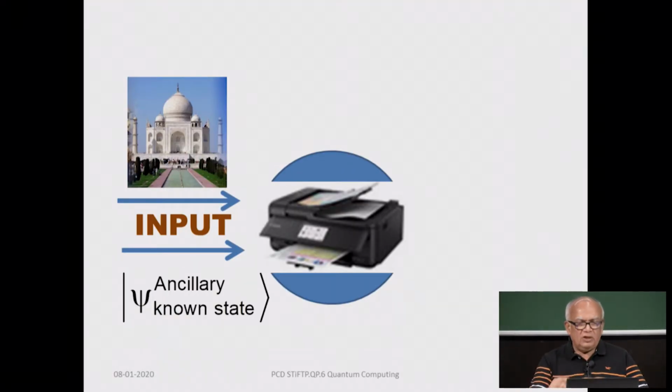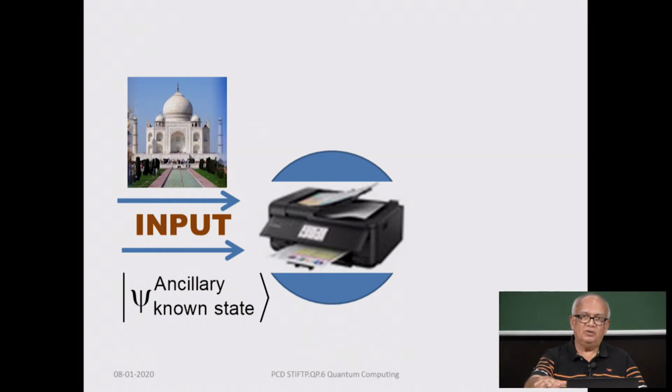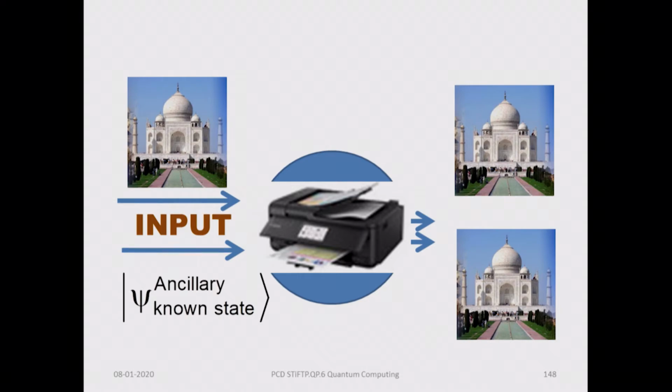So, what is cloning? What is to copy? Suppose you have got a photocopying machine and you put a picture of the Taj Mahal, and then you also insert a blank sheet of paper, otherwise you get nothing, right? So, there is some ancillary material, which is the blank paper, on which the copy will be made. You need some material, and what comes out of it are two copies, right? This is cloning, this is copying, this is what we mean by copying.